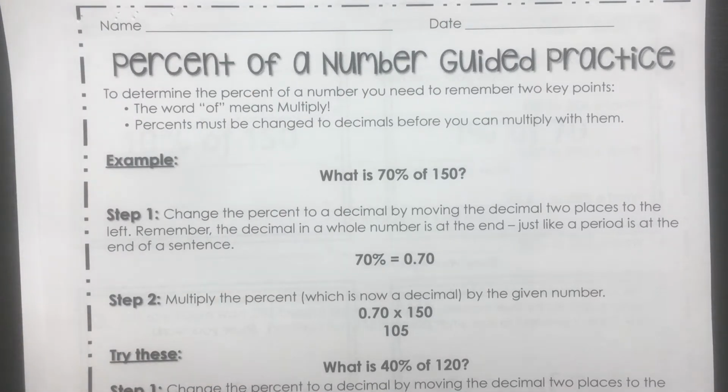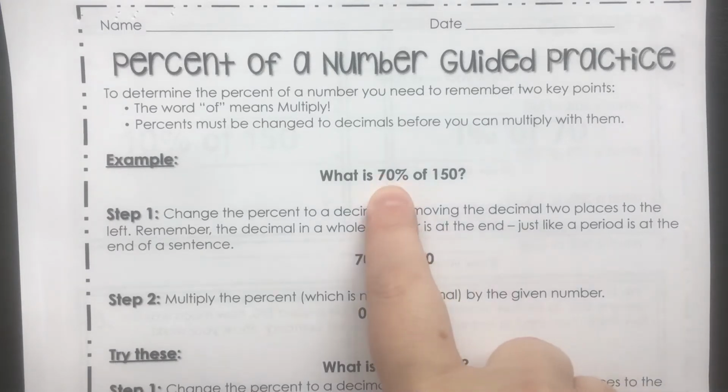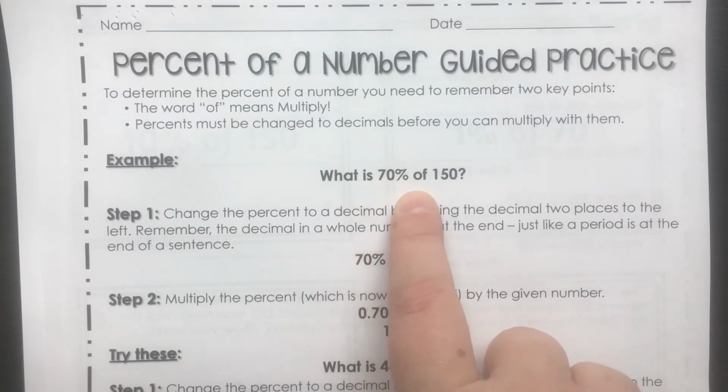To determine the percent of a number, you need to remember two key points. Of means multiply. Don't forget, you need to remember that for math for the rest of your life. Of means multiply. And percents must be changed to decimals before you can multiply them. Okay, so we're going to take our percents, change them to decimals, and multiply.